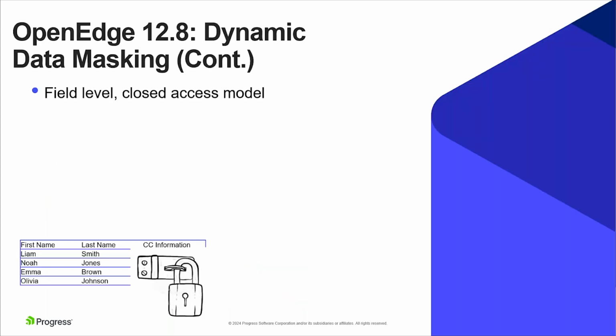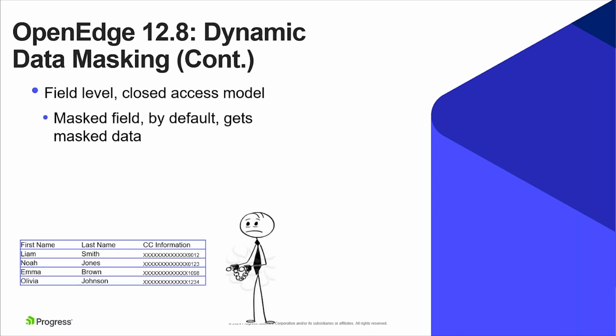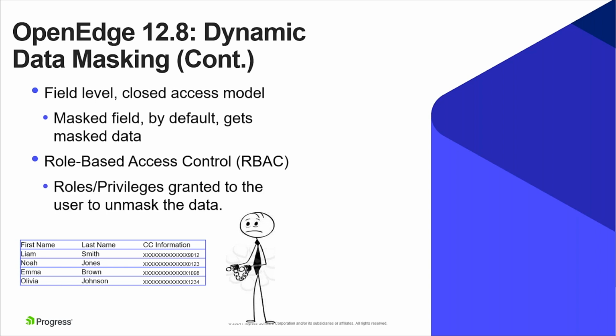Now further, it's a field level configuration. So as soon as you apply DDM configuration to a field, it locks that field. It is a closed access model. So any user who tries to read that field gets masked data. Then the question arises, who will be able to see the field data? For that, we have introduced a role-based access control system. A role or privileges are granted to the user to unmask the data. So if a user is granted the privileges, then that user sees the unmasked data. And if you are an unauthorized user, then you will see the masked data. So that's a role-based access control system.